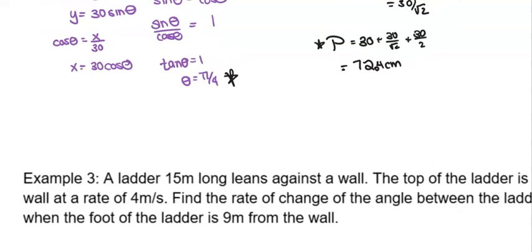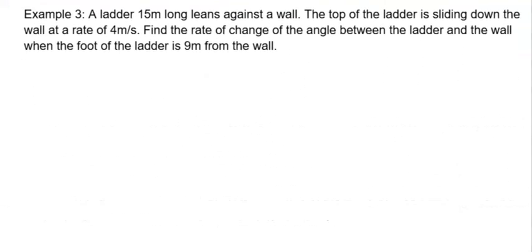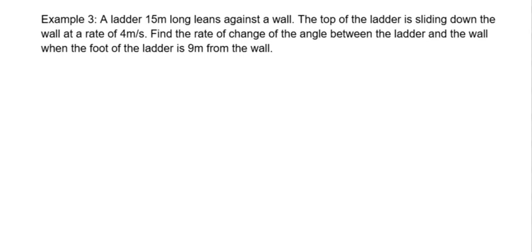Okay, let's try a word problem. A ladder that's 15 meters long leans against a wall. I'm going to start drawing my diagram. Here's my wall, here's my ladder, 15. The top of the ladder is sliding down the wall at a rate of 4 meters per second, and it's going down. Find the rate of change of the angle between the ladder and the wall when the foot of the ladder is 9 meters from the wall. So this is the angle that I'm interested in finding.